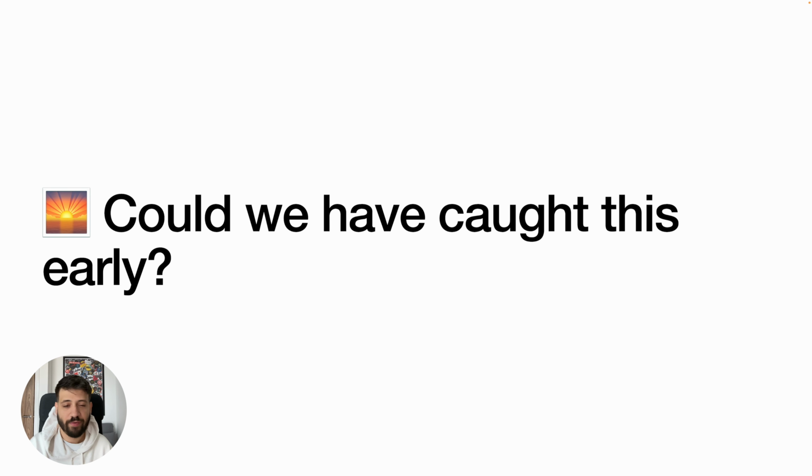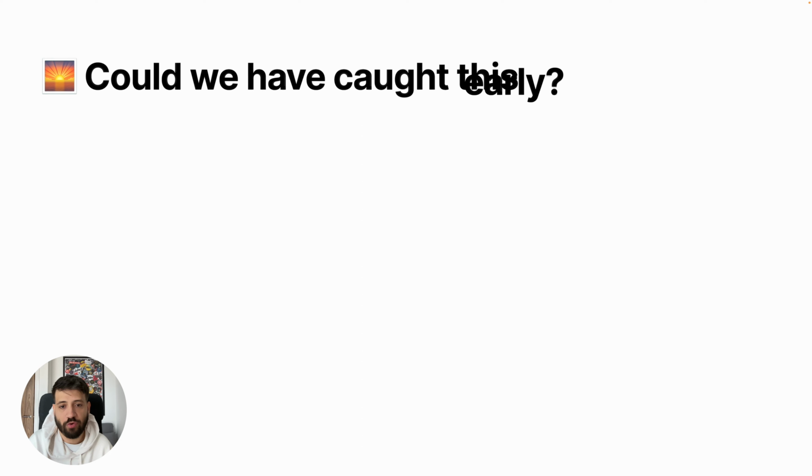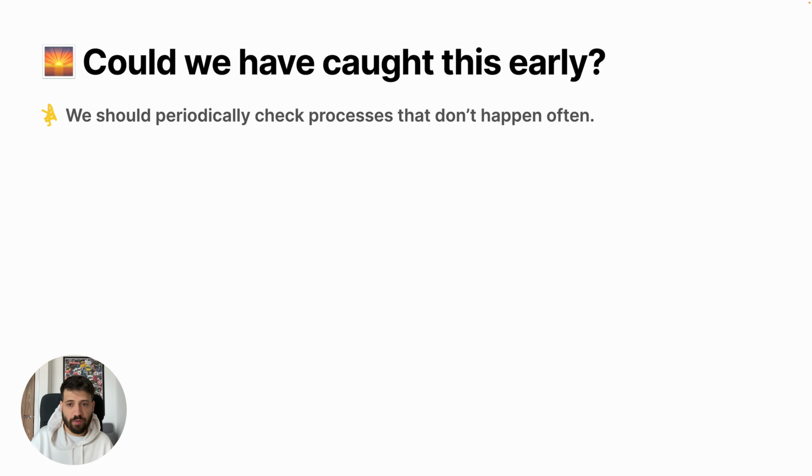So yeah, could we have got this early? How do we solve these issues? And the problem is, these things will happen. It's when you spot them that's crucial, right? So you should periodically check processes that don't happen very often but are crucial to you.